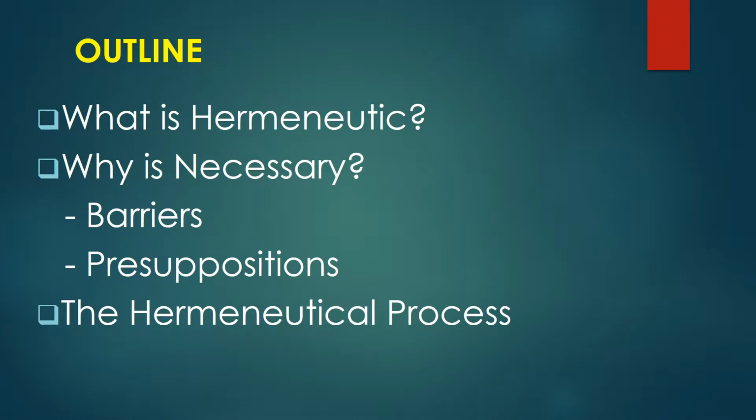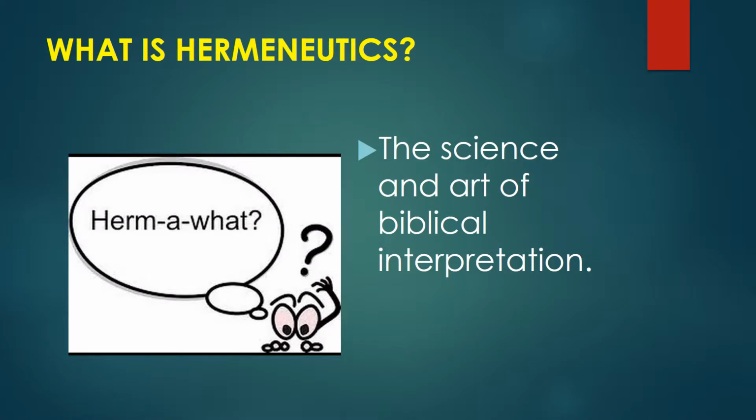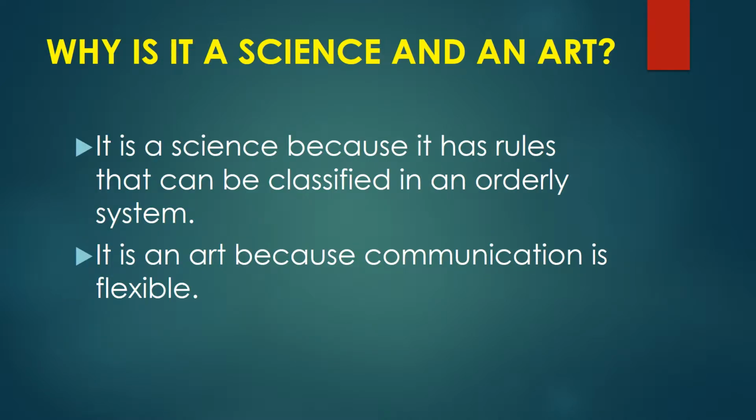At the end of this lesson, you should be able to describe what hermeneutics is, determine why it is necessary, and understand and apply the hermeneutical process. What is hermeneutics? Hermeneutics is the science and art of biblical interpretation. Why is it a science and an art? It is a science because it has rules that can be classified in an orderly system. It is an art because communication is flexible.